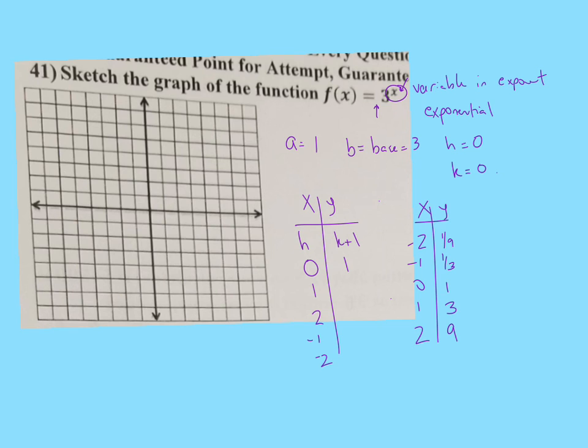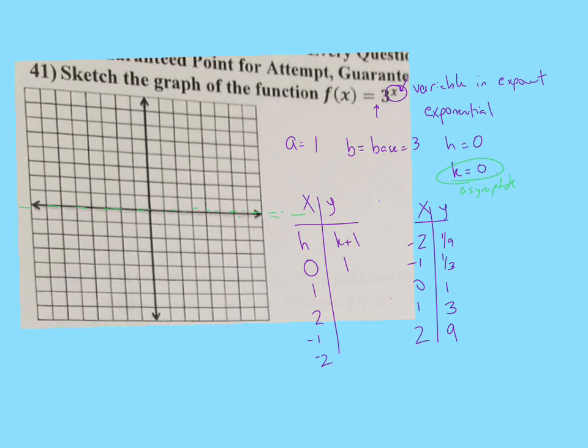Remember, we talked about asymptotes. So there's an asymptote, it's always at y equals k. So there is a dotted line here that your graph can never go under. That's called your asymptote, if you can see that.